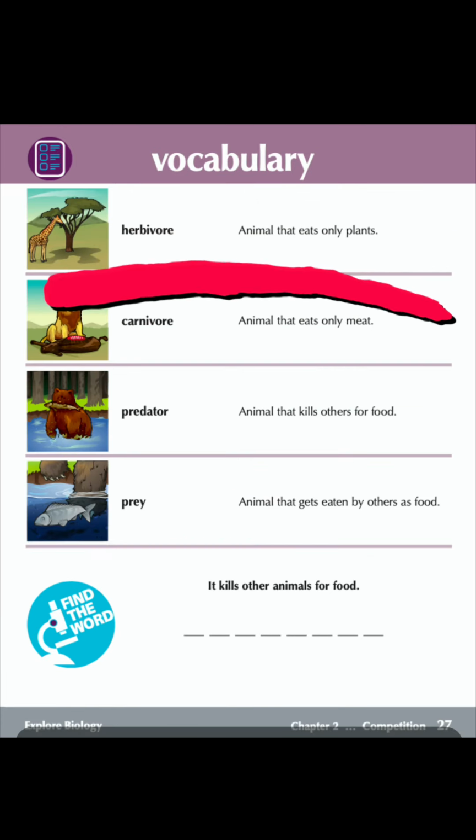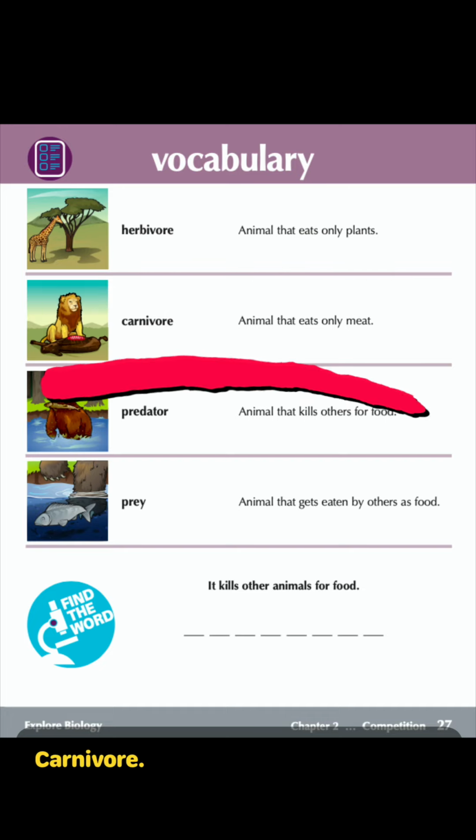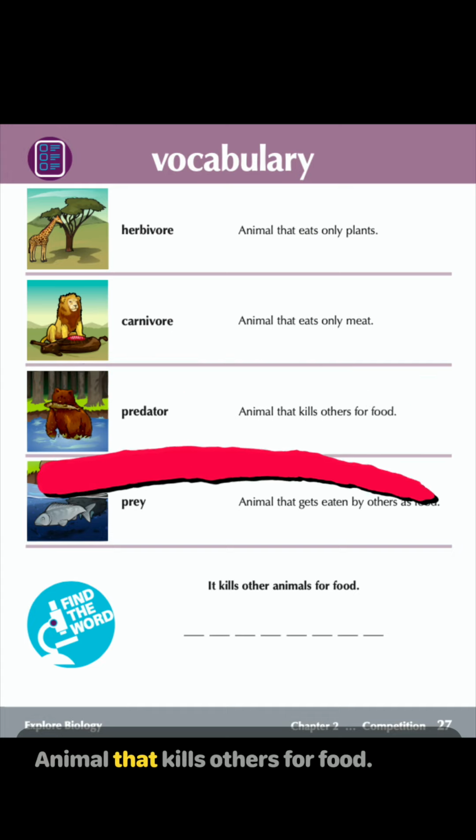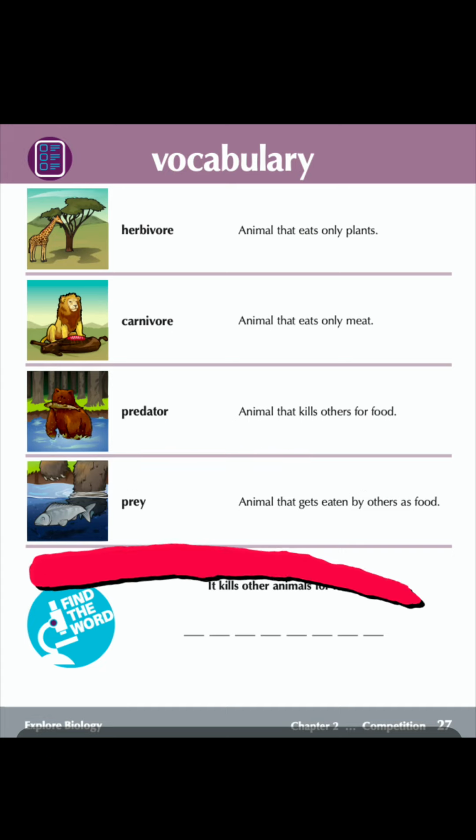Herbivore: animal that eats only plants. Carnivore: animal that eats only meat. Predator: animal that kills others for food. Prey: animal that gets eaten by others as food.